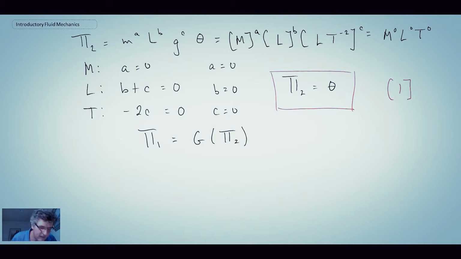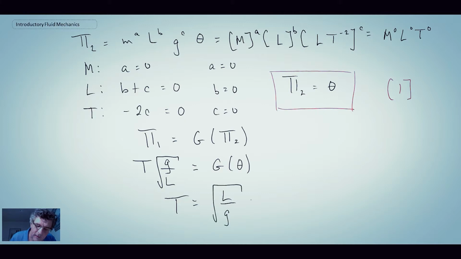If we look at this and substitute in the pi groups that we've determined, for pi 1 we have T square root of g over L, and on the right-hand side we have g of theta. So I'm going to rearrange that now and isolate for the period T, and when we do that, we get T equals the square root of L over g, times g of theta.